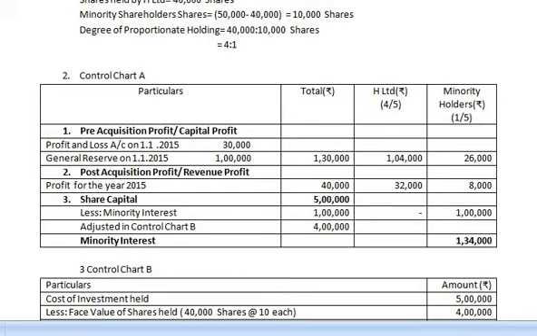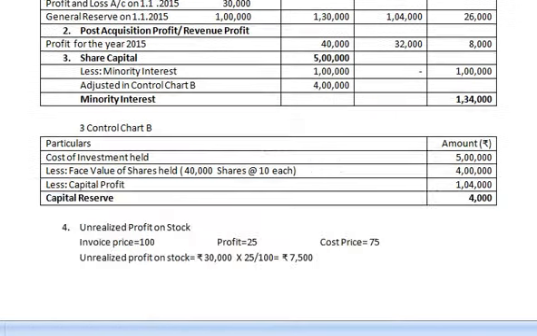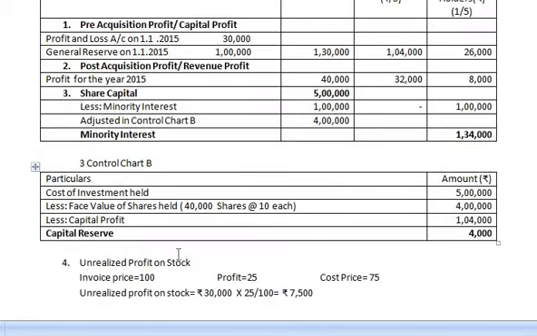Under the share capital, you have to take the share capital of S Limited in total, that is 5 lakhs. Then you have to less the minority holders' shares. Remember, out of this 5 lakhs, 10,000 shares have been held by the minority holders. So 10,000 into the face value of rupees 10 gives rupees 1 lakh, and this will be shown in the minority holders column. Then the remaining balance of the share capital belongs to the holding company, which will be adjusted in control chart B for rupees 4 lakhs. Then in this control chart A, you have to get a total of the minority interest, which will be rupees 1,34,000.